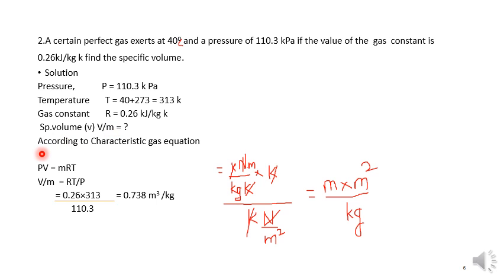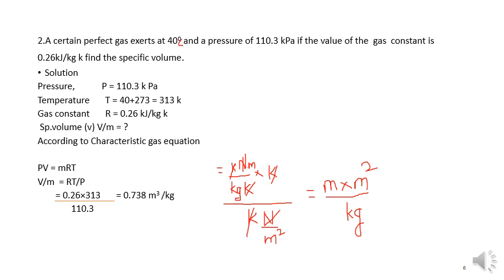So according to the characteristic gas equation, we know that PV is equal to mRT. So v by m is equal to RT by P. So R value 0.26 into T value, temperature how much? 313. 313, P value 110.3 kilopascal. So I am substituting with values of the same units, units also I am substituting here. So I get the units as meter cube per kg. So the answer is 0.738 meter cube per kg.